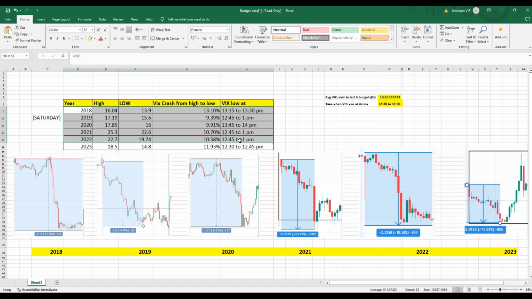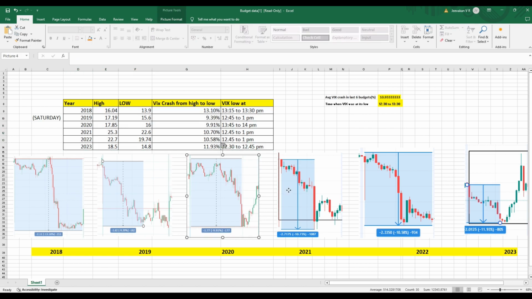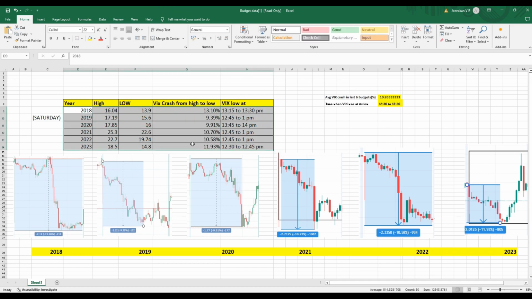For the last 6 years, this data has been collected, and below are the 6 VIX data charts. You can see from the start till 1 p.m. VIX has been crashing in all the 6 charts. What happens is the finance minister's speech goes on, and once the budget settles, the VIX crashes from top to bottom. From all the 6 years, there are some common facts. The average VIX crash in the last 6 budgets is 10.9%. So at least 10% the VIX crashes on that particular day, which is good for the option sellers.